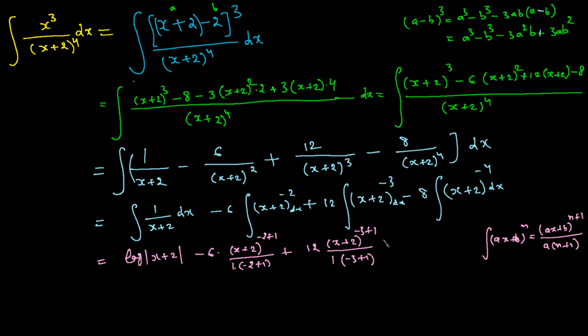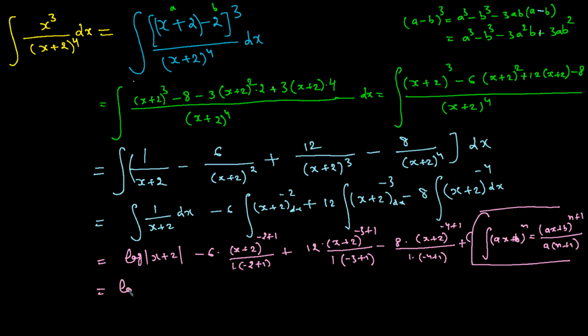All right, and then we got negative 8 over here, and again multiplication, and this gives me x plus 2 to the power negative 4 plus 1, divided by 1 times negative 4 plus 1, plus the constant of integration. So I'm gonna write the formula on the side. Okay, so let's simplify them.